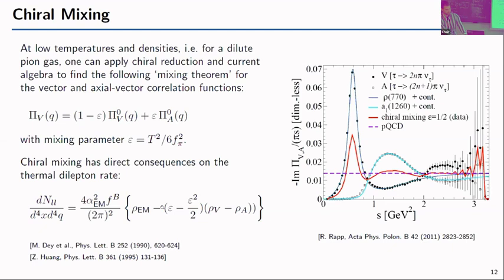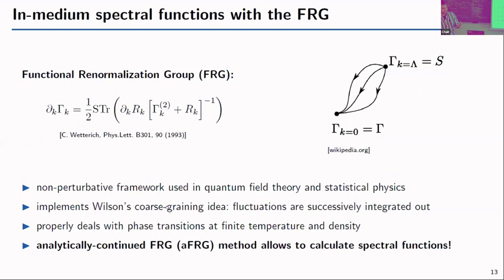Okay, so now I want slowly to come to some of my own results, which were obtained together with Jochen Bambach and Lorenz von Smekerl in particular, based on the FRG, so the functional renormalization group. I don't want to go into the details here. Let me just say that the FRG is a non-perturbative framework, in particular used in quantum field theory and statistical physics. The central object here is this Gamma, which is the effective action, which is something like the classical action at high energies. And then you solve this flow equation here, the so-called Wetterich equation.